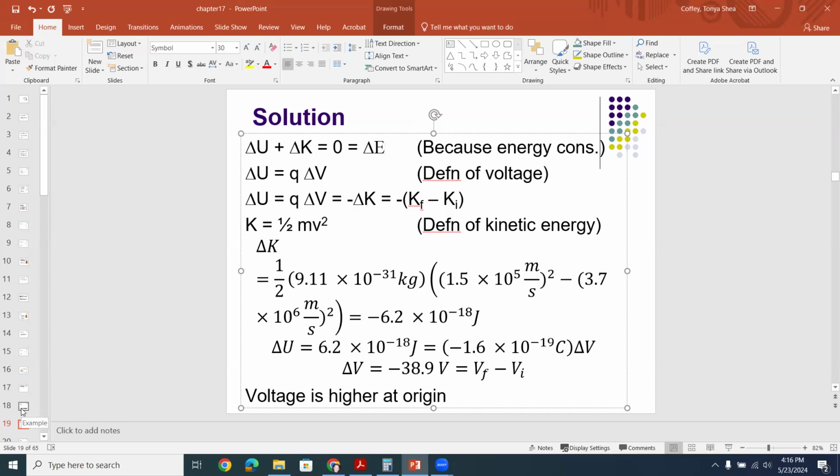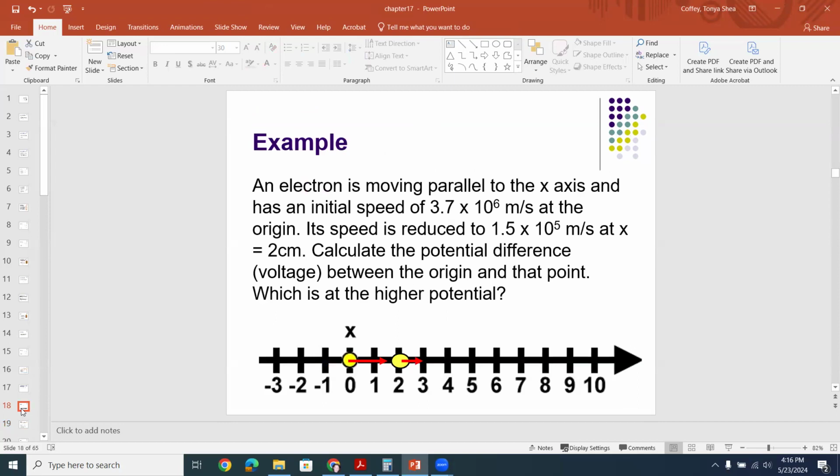Okay, so that answers all of the questions from this problem. It said to calculate the potential difference, or voltage, the change between the origin and x equals 2, and which was at the higher voltage. So we certainly did that.